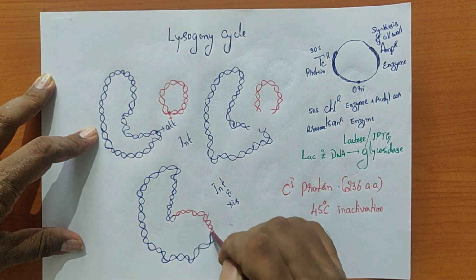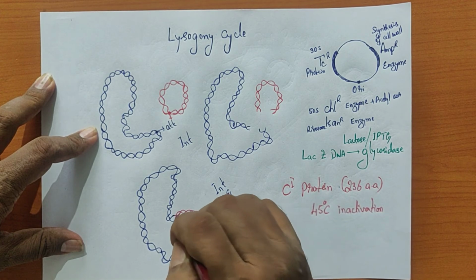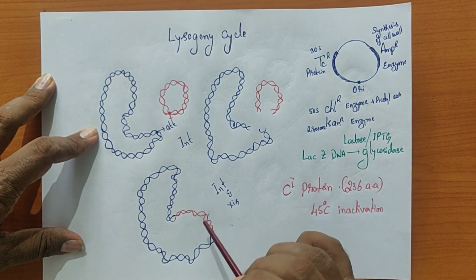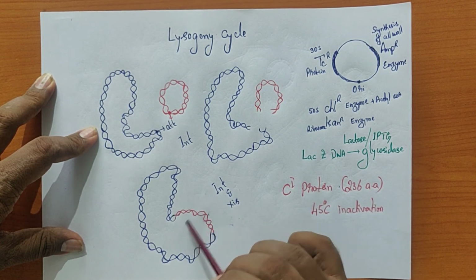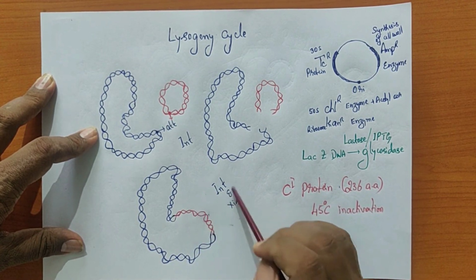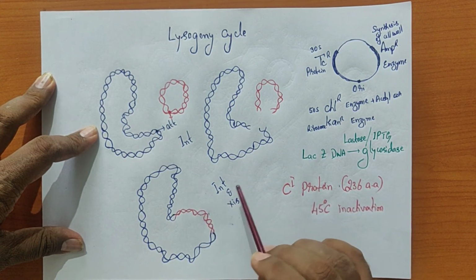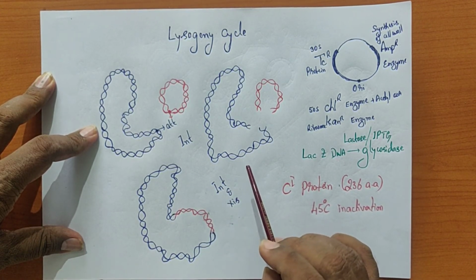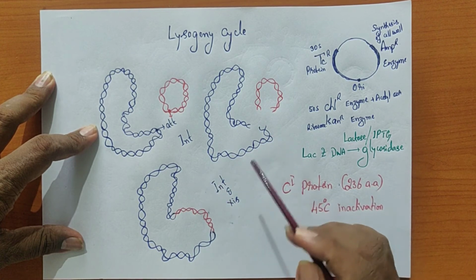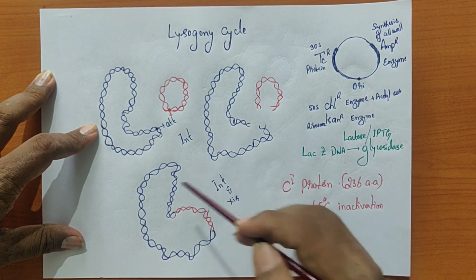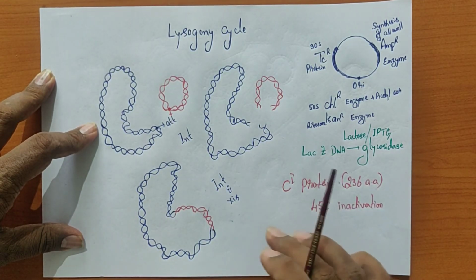So by joining with this particular site, we are now restoring the original genomic DNA, and this lambda DNA is going to be excised. Since there is a lower concentration of C1 repressor protein, we are going to have the delayed early transcription followed by DNA replication and the late transcriptions, and that results in the lytic cycle.